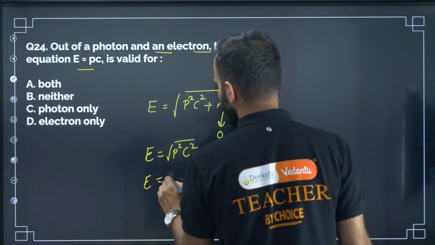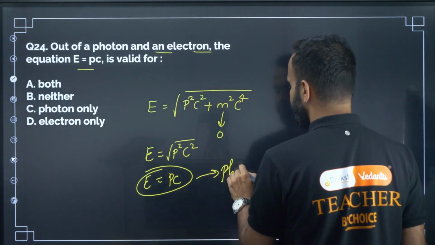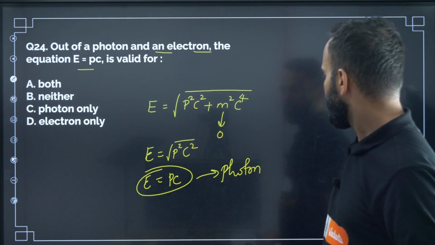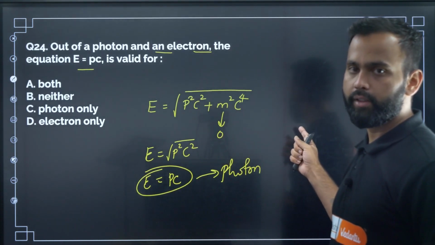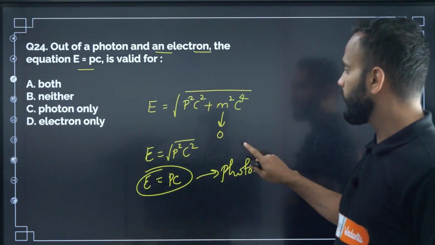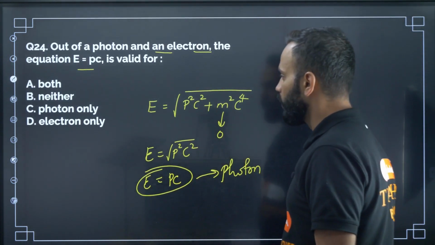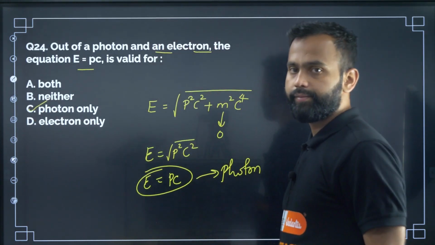E equal to P into C. So this is for photon. Instead of photon, if they give electron, then m equal to 9.1 into 10 to the power minus 31 kg, right? That is the rest mass of the electron. So it is not zero. Then energy is different, right? So E equal to Pc for photon only. So option C is the correct answer.